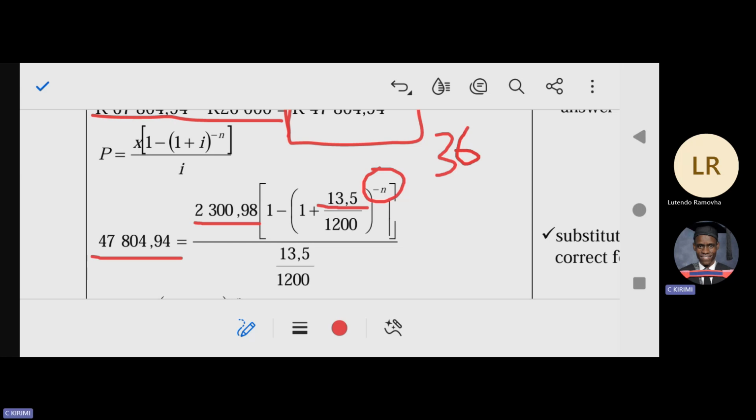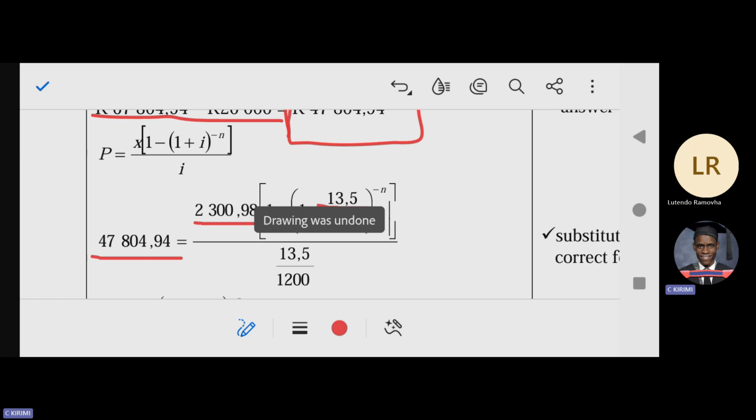So now the idea is, if I continue paying this 2,300, for how many months am I going to continue to cover this 47,804 rand and 94 cents? How many N am I going to continue paying these 2,300? That's what you are supposed to solve.